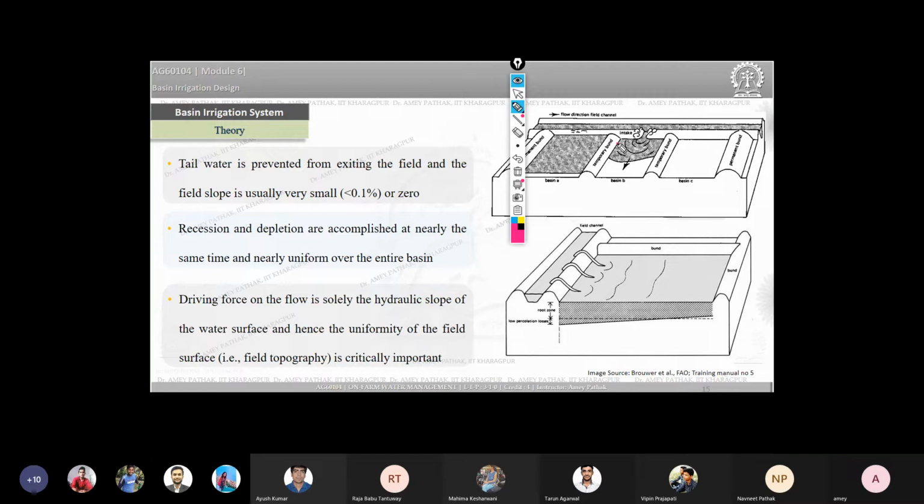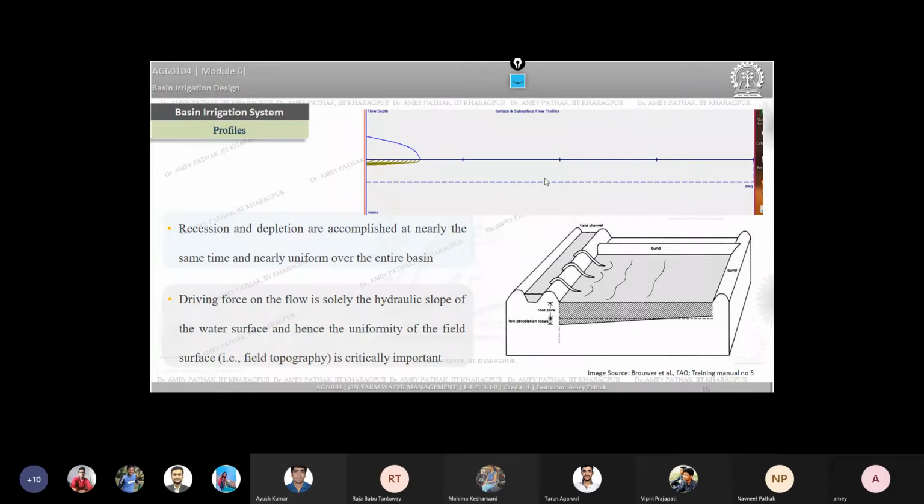the water should reach exactly at the same time over this entire length, entire width. This is your length, and this is your width. Okay, so if it is undulating topography, then it will not happen simultaneously. So topography is very important in this case. It should be properly leveled.